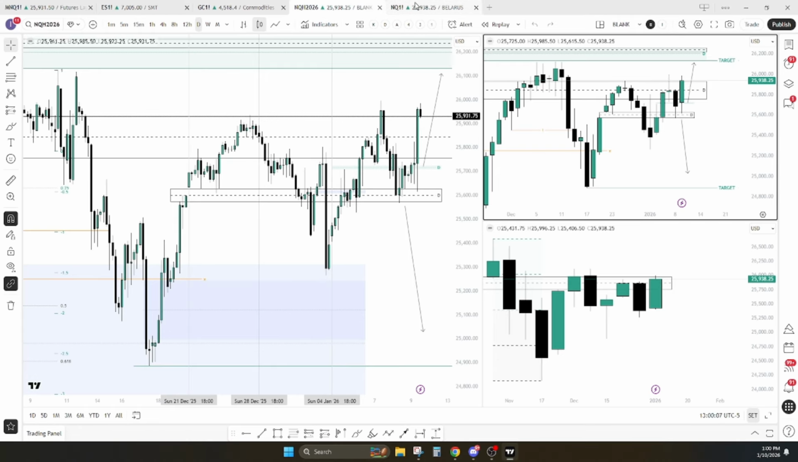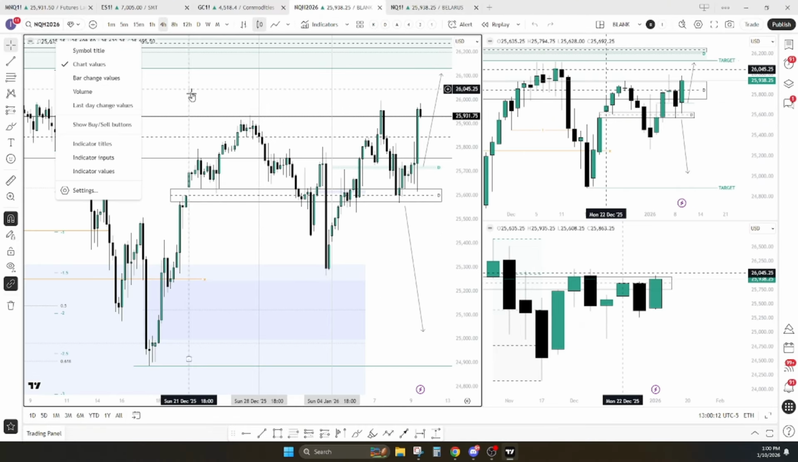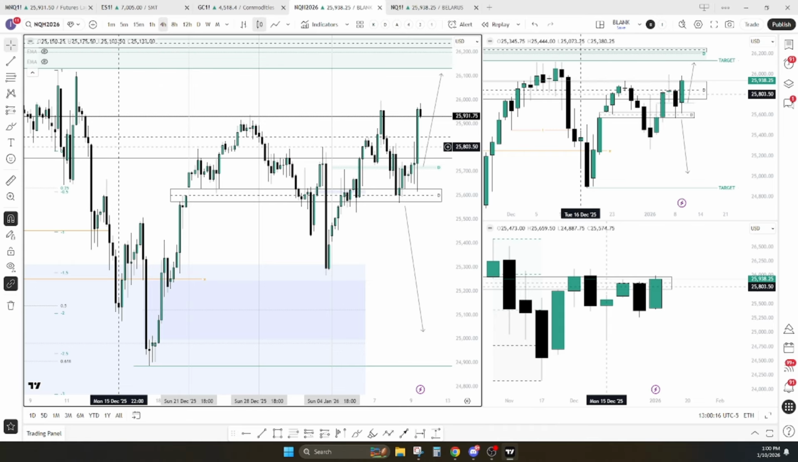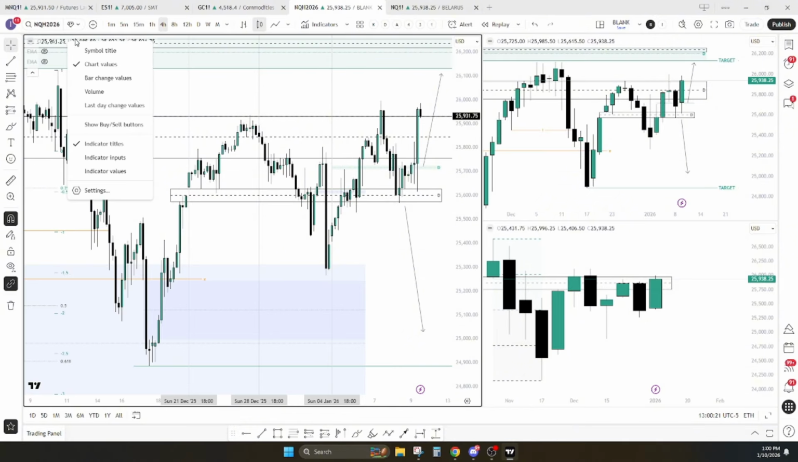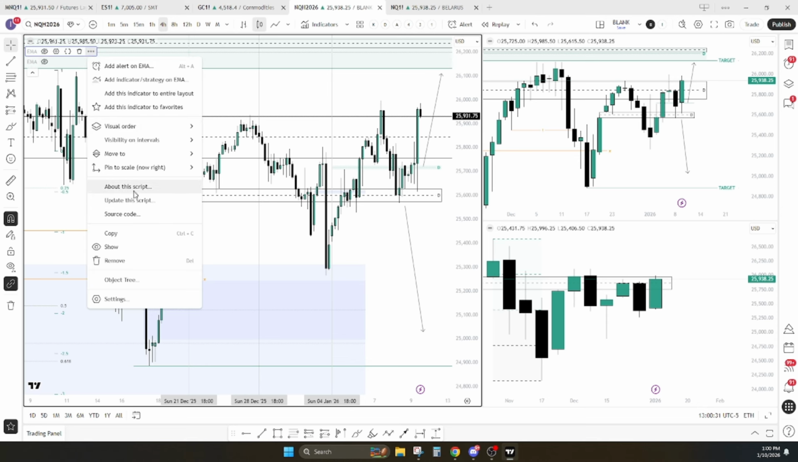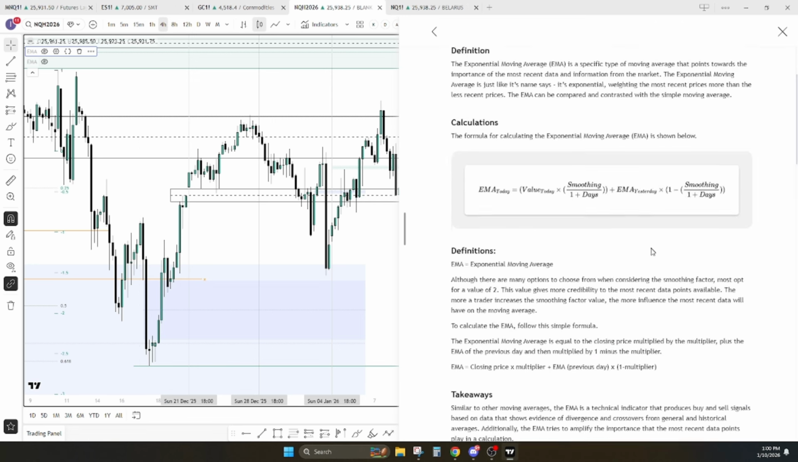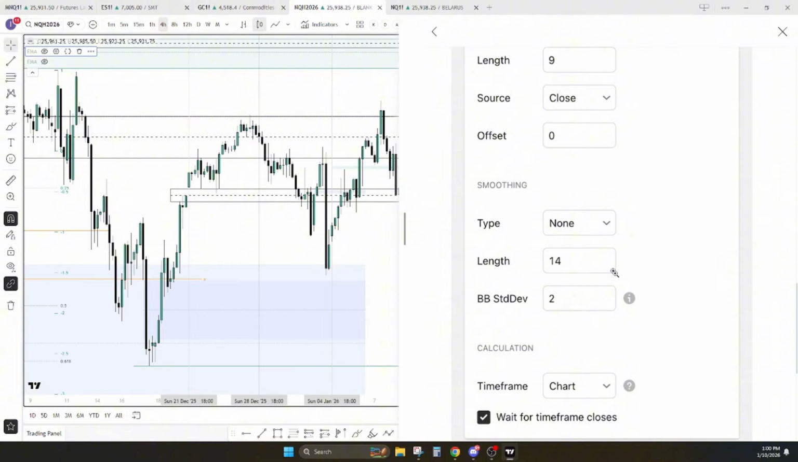So if you're on the main chart, you can drop down your indicator titles. You just click on the prices up here, or in the top left corner you can right click your prices, and then you check indicator titles. When you check your indicator titles, it'll drop down the indicators on your chart, and then you go to the three ellipses and do about this script. Then from about the script, you have a link somewhere in here.